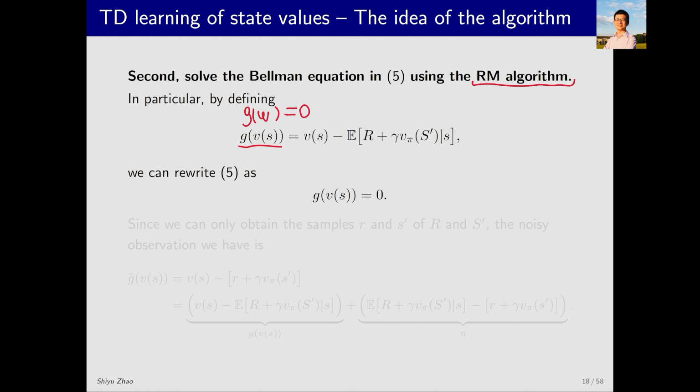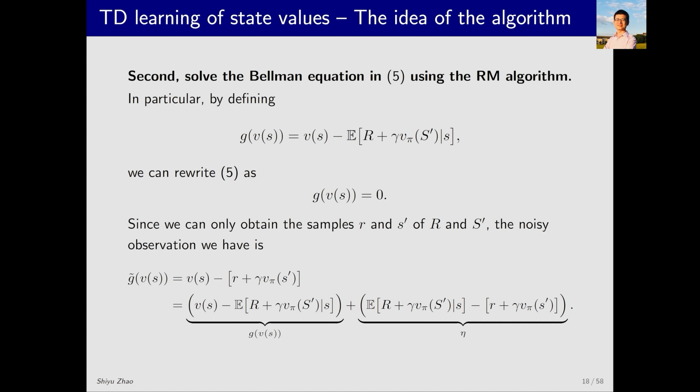Here, w has a specific meaning. It is V(s), the estimate of V_π(s). So we use the slightly more complex symbol g(V(s)) instead. Setting this to 0, we get V(s) equals this long expression following the expectation. This is V_π(s), meaning V_π(s) is a solution to this equation. How do we solve this equation?